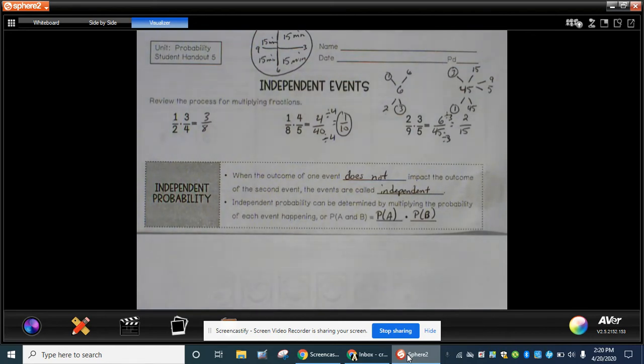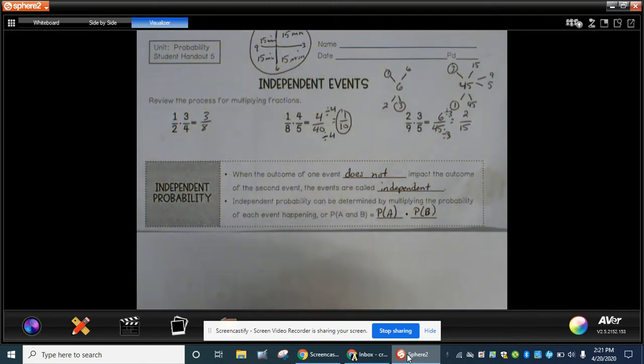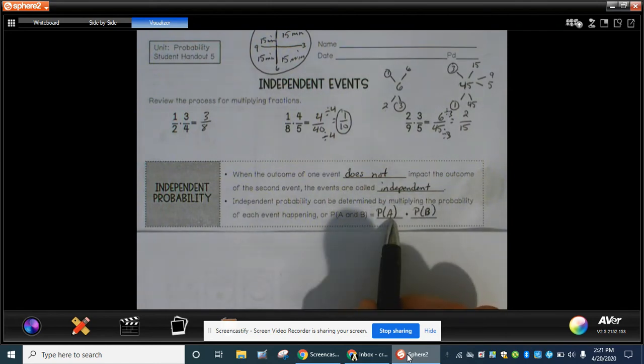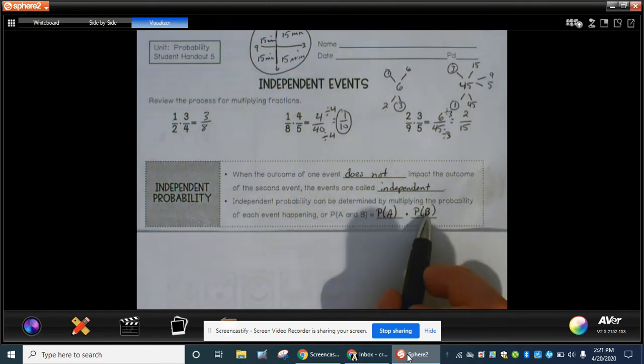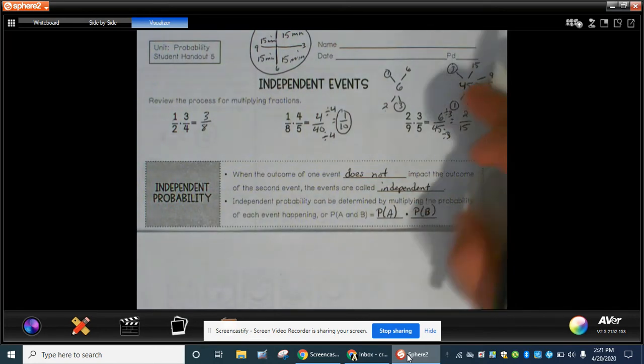So the way we can determine the probability of an independent event would be by multiplying the probability of each event happening, or in this case, the probability of A multiplied by the probability of B. Probability of A could be rolling a dice. Probability of B could be flipping a coin, or picking a number out of a bag or something like that. Something like that would work. All right, so let's go over an example.